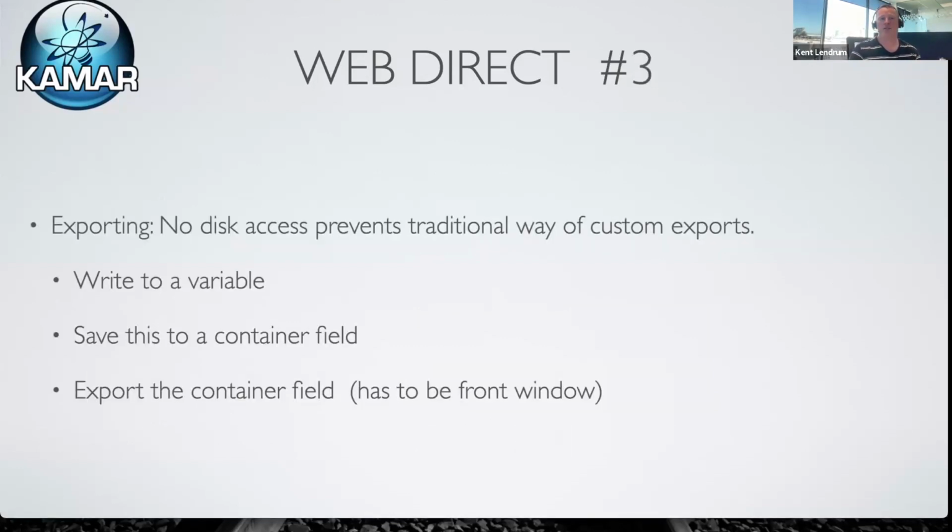Other things, we obviously couldn't just write a file to disk wherever the user asks us to. So sometimes the FileMaker generic export or save as Excel didn't work for us. What we discovered as a way around that was we write to a variable. We would then save that variable into a container field and then export the container field. And when we did that, FileMaker very nicely in WebDirect generated a download for us. So that was how we got around custom exports.